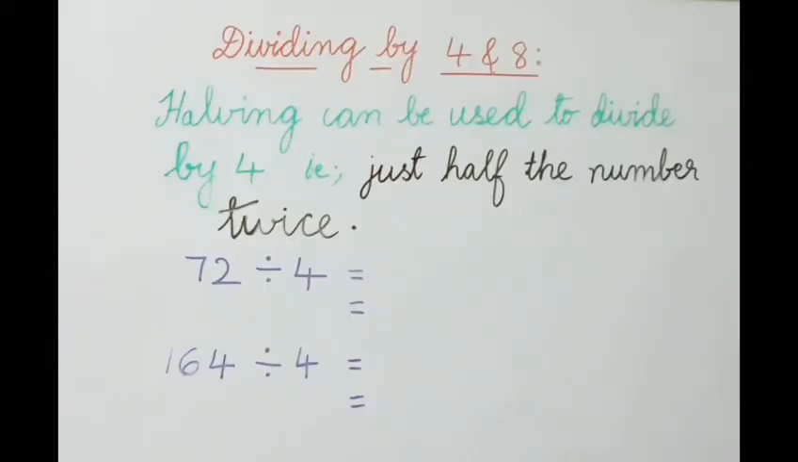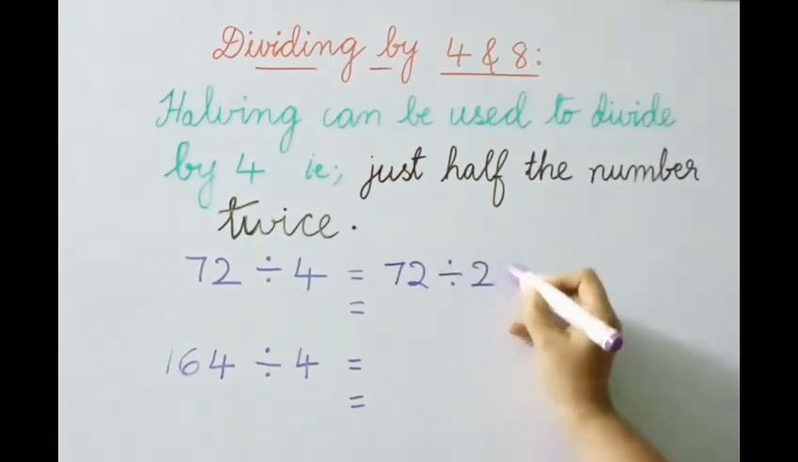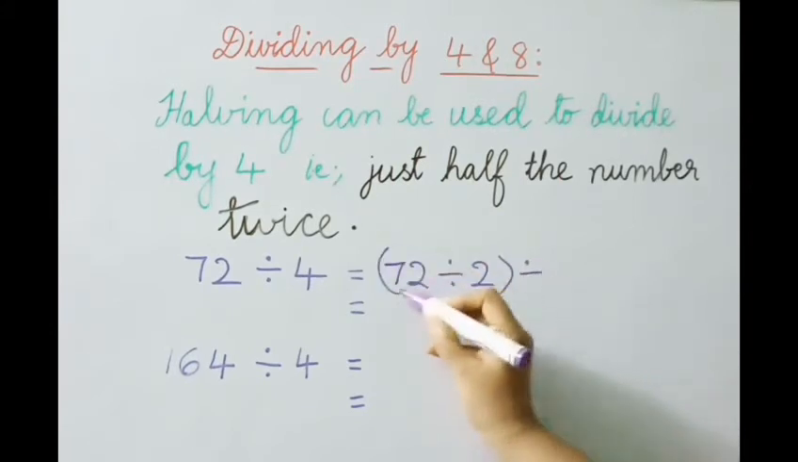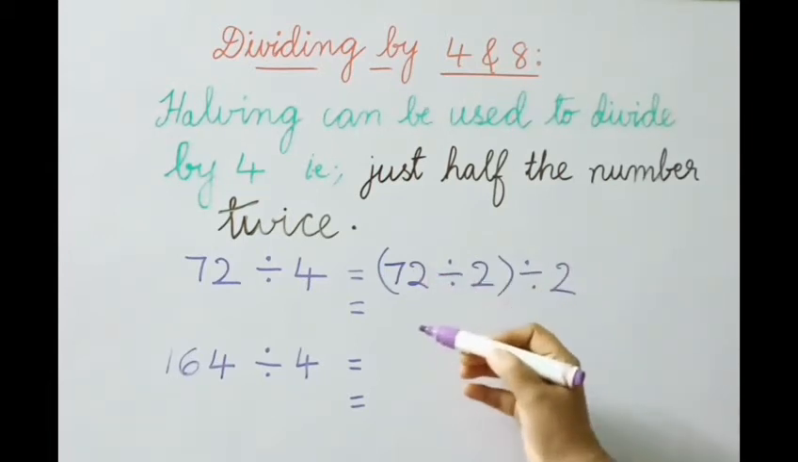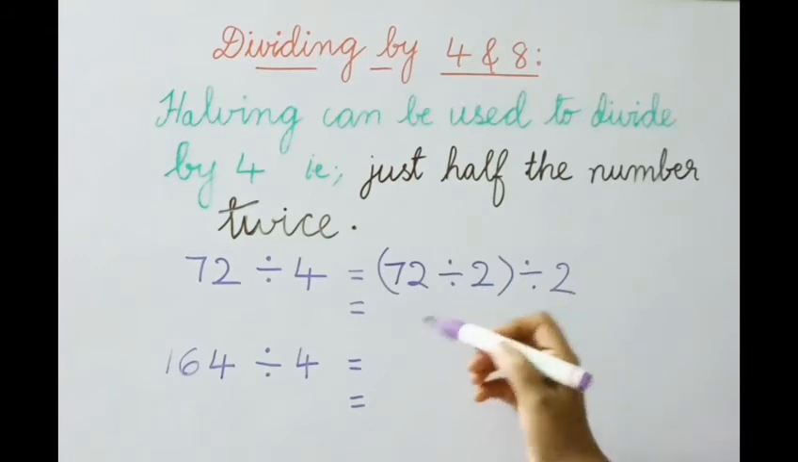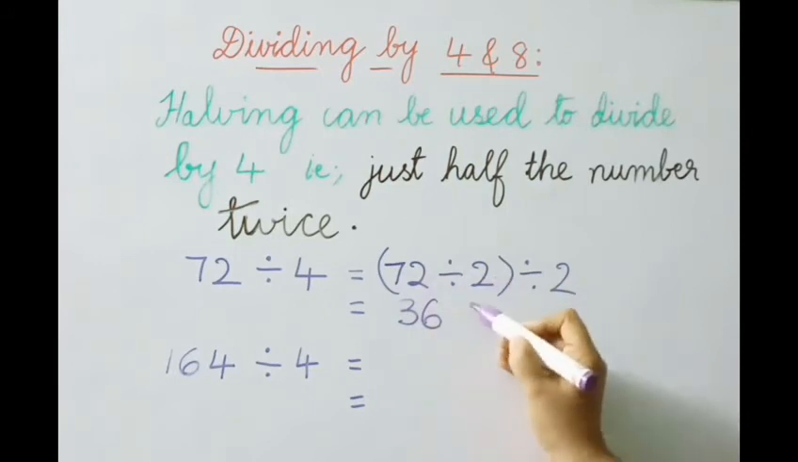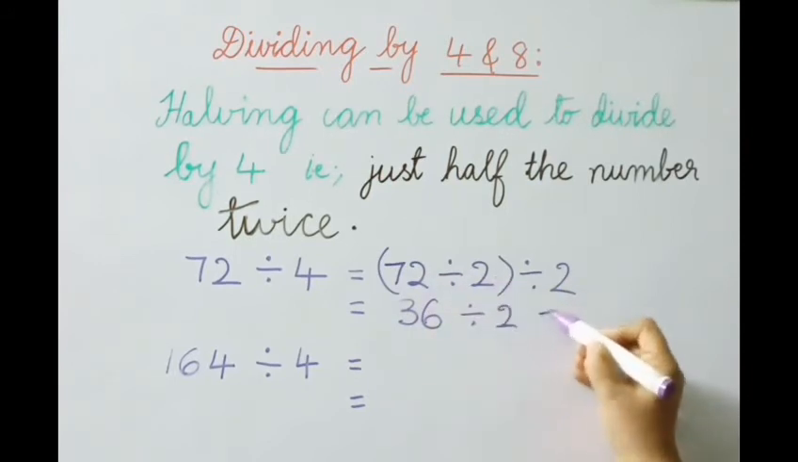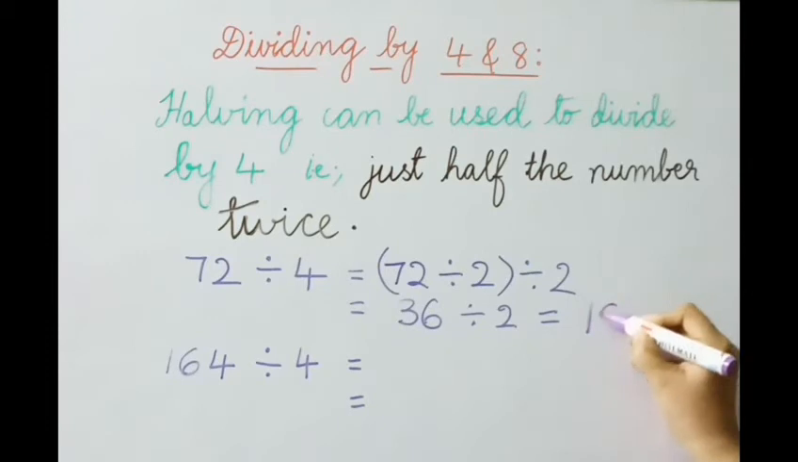Next, dividing by 4 and 8. Halving can be used to divide by 4. See now 72 divided by 4. So what do we have to do? Half the number twice. So 72 is divided by 2 and again it is divided by 2. So 70 half is 35, 2 half is 1. So 35 plus 1, 36. That is, 72 divided by 2 is 36. Now this 36 is again divided by 2. That is half the value. 36 half is 18.